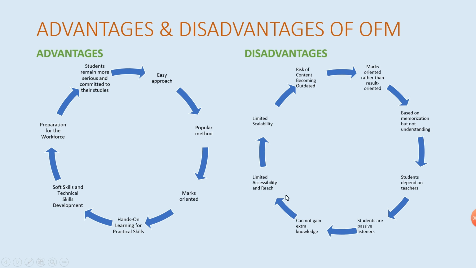நெக்ஸ்ட், லிமிட்டெட் ஆக்சபிலிட்டி அண்ட் ரீச். ஸோ ஒரு கிளாஸ்ல ஒரு டீச்சர் ஒரு சப்ஜெக்ட் சொல்றாங்கன்னா நீங்க அட் தட் டைம் unless otherwise the teacher is finishing the class, you cannot go and reach for any external knowledge in the offline method while the class is going on. So that is a problem. Next, limited scalability.